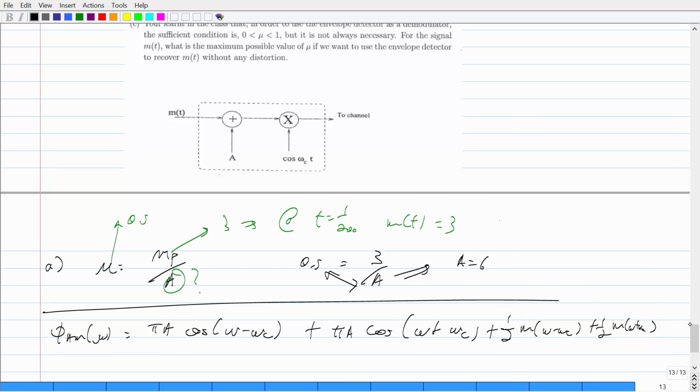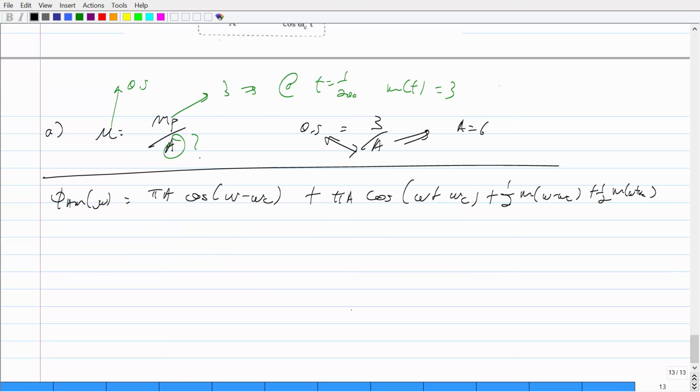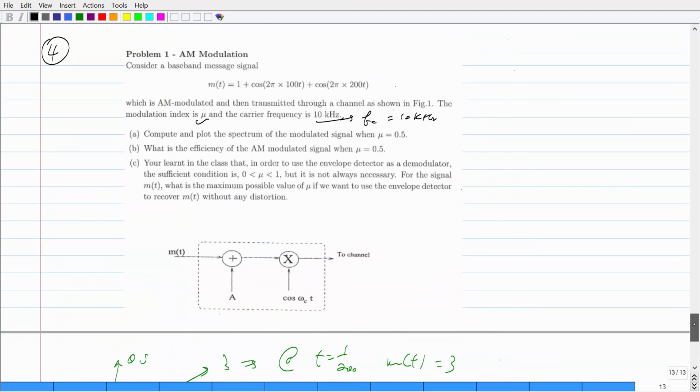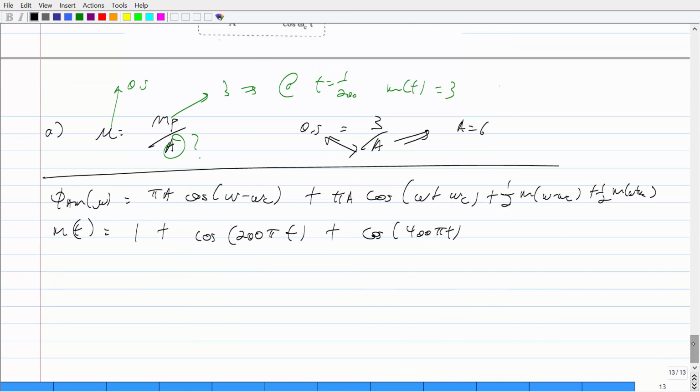Okay. So this is what we need to sketch. Let me see here. Our message originally was 1 plus 2 cosines. So cos of, I'll do it in pi notation this time. I think, was it 2, 100, 200? Oh, sorry, it's 2 and 4. So 2 and 4.